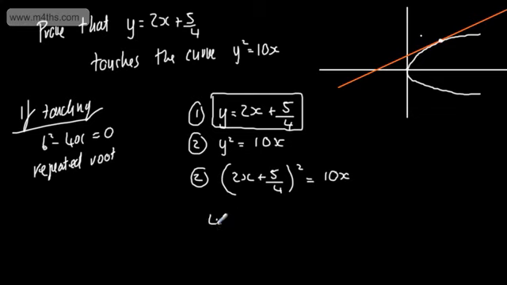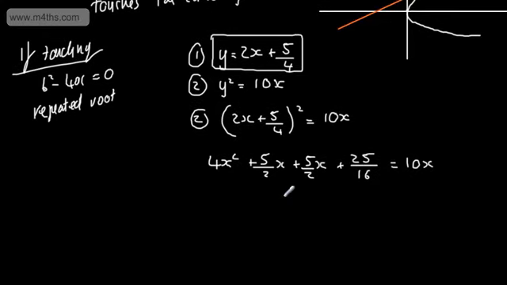We're going to have 4x squared, then plus 5 over 2 x, plus another 5 over 2 x, plus, if I square this, 25 over 16. And that's going to be equal to 10x. So let's rearrange this. 5 over 2 x plus 5 over 2 x is 5x. So we've got 4x squared plus 5x minus 10x, which is minus 5x, plus 25 over 16 will be equal to 0.